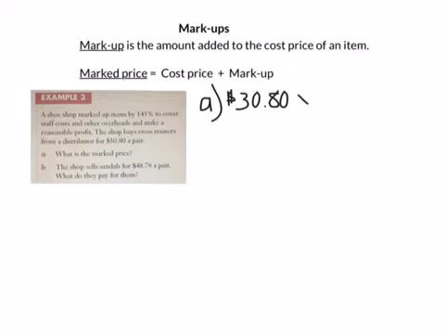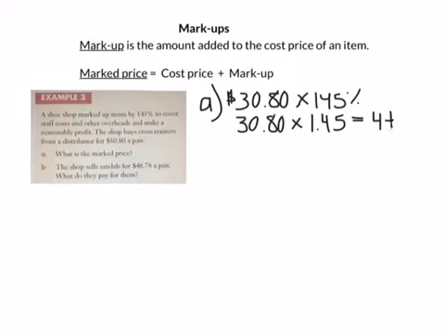It's very simple. All you're really doing is multiplying $30.80 by 145%. So basically what you're doing is taking 30.8 times 1.45, because when we do multiplication, we transfer the percentage into a decimal. Okay, so what does that equal? 44.66. Okay, but again, that's not going to be our marked price. That's just how much we need to increase it by.